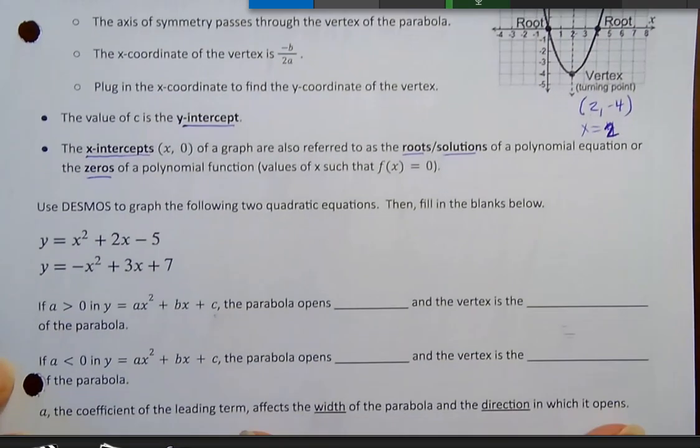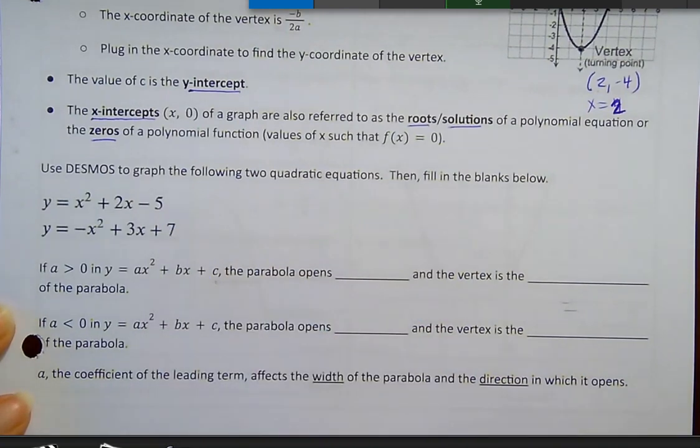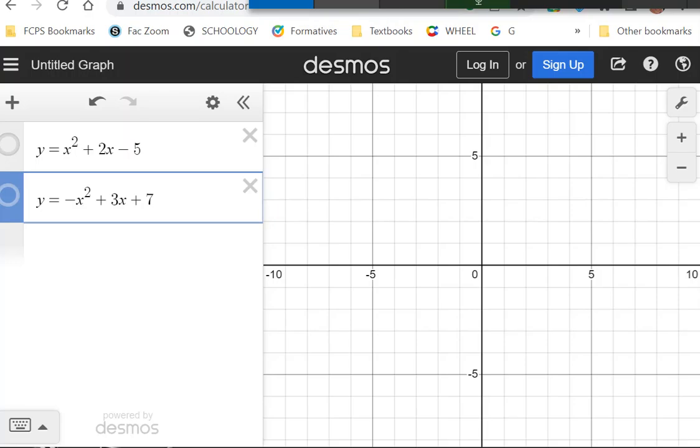All right, so we're going to use Desmos to graph these 2 different equations. So let me switch over to Desmos. I've clicked over to the Desmos Graphing Calculator, and I've already typed in both of our equations that we're going to consider from our notes. The first equation we're looking at is y equals x squared plus 2x minus 5. So I'm going to go ahead and click that on.